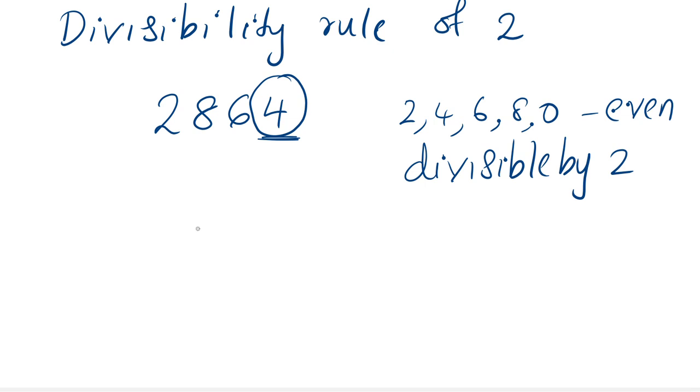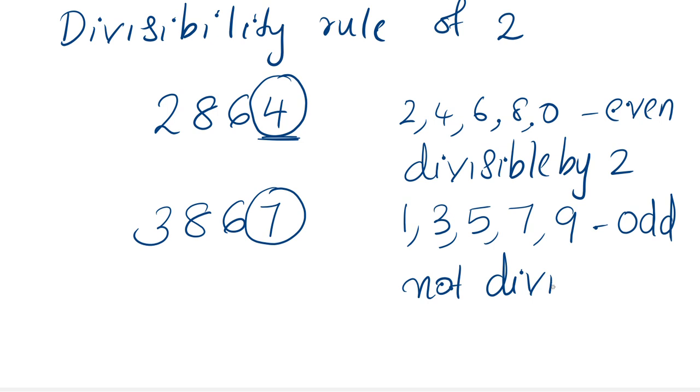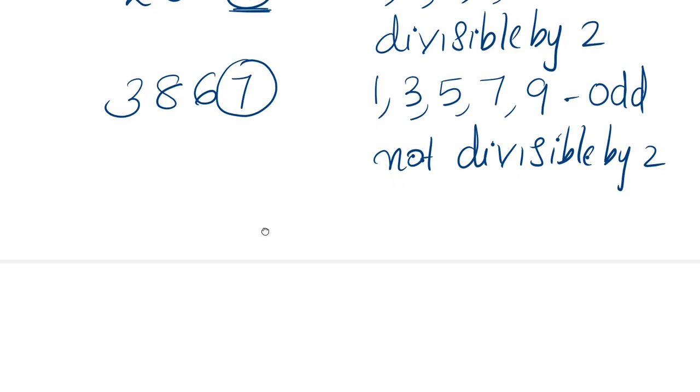Then what about the other numbers? For example, our number is 3867. Here the ones place digit is 7. If the ones place digit is 1, 3, 5, 7 or 9, then it is an odd number. Then it is not divisible by 2. Here the ones place digit is 7, so this number is not divisible by 2.